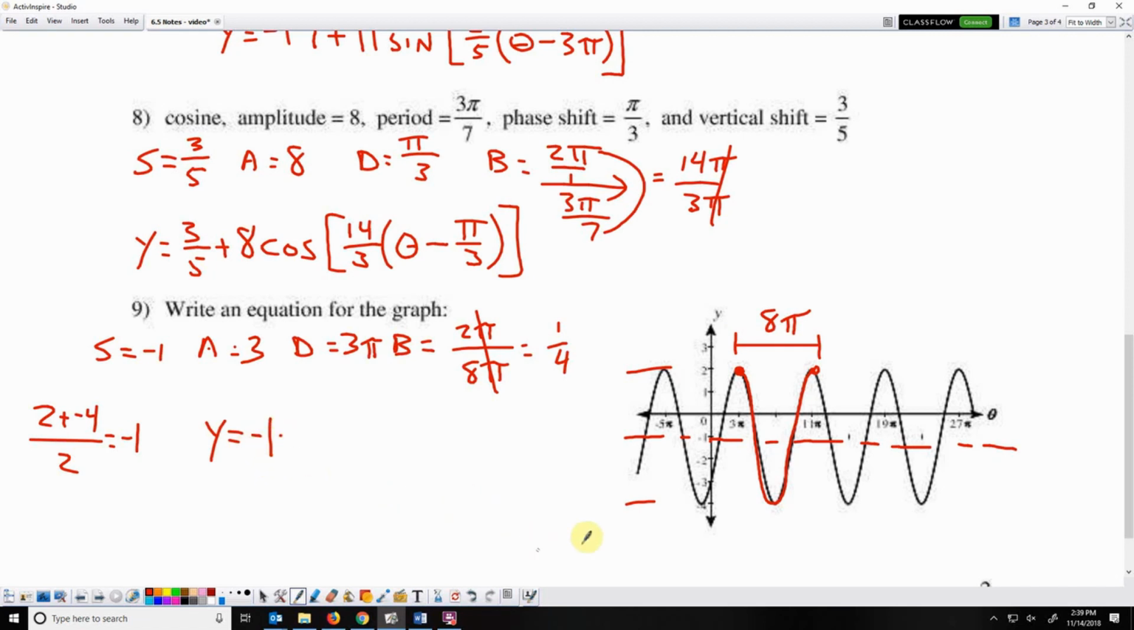Okay, then I started on a maximum. Maximums and minimums are cosine. And since I started at a maximum, it's positive cosine. So plus 3 cosine, B, and then theta, the opposite of the displacement, minus 3 pi.